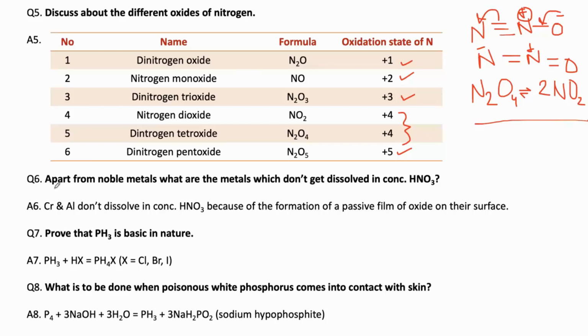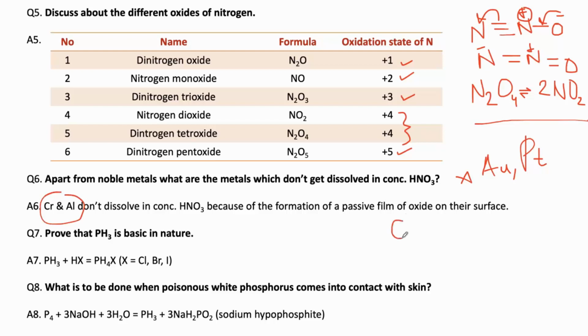So we shall come to the next question. Apart from the noble metals, what are the metals which don't get dissolved in concentrated nitric acid? Nitric acid is one of the oxoacids of nitrogen. You know the noble metals, gold (Au) and platinum, are not attacked by HNO3. But there are several other transition elements that are also not affected by concentrated nitric acid. These are chromium and aluminium.